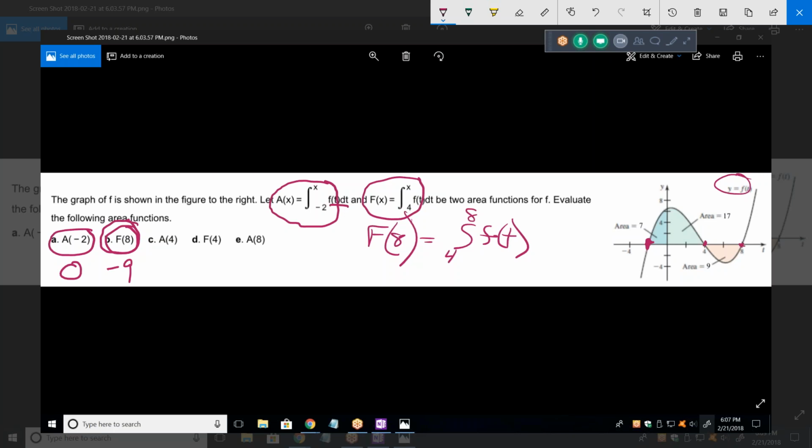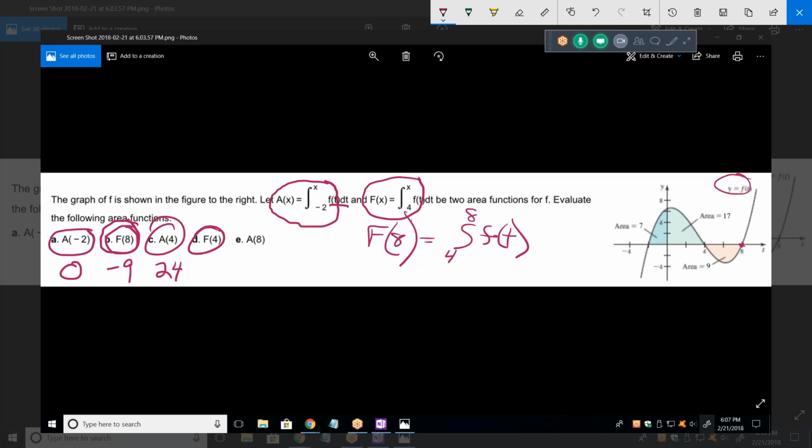Now, A of 4 is the area right there, from -2 to 4. It's asking us what the area is, and they've given us the areas there. So what is C? That would just be the first two areas, right? 24, exactly. 24.